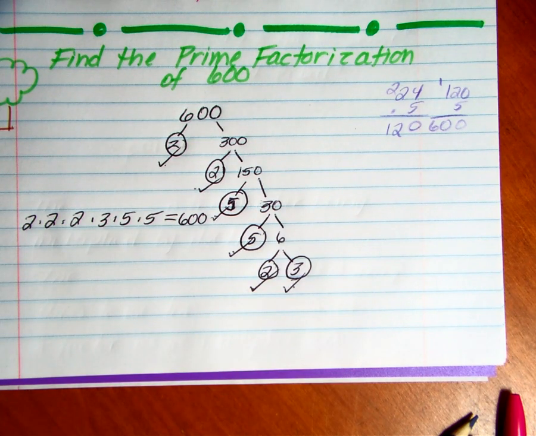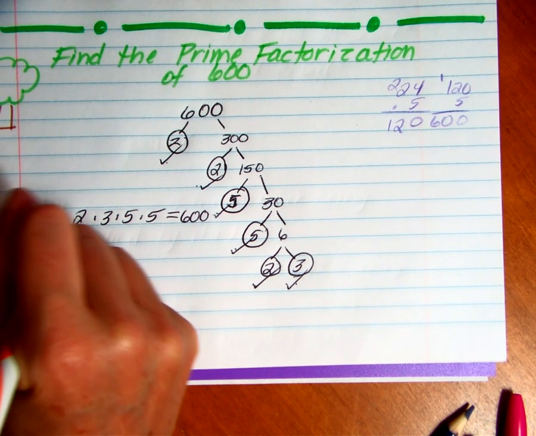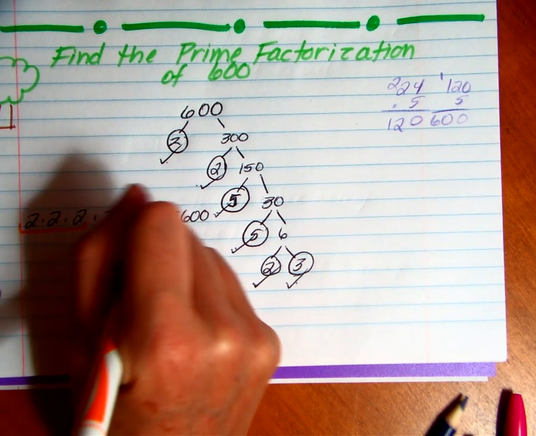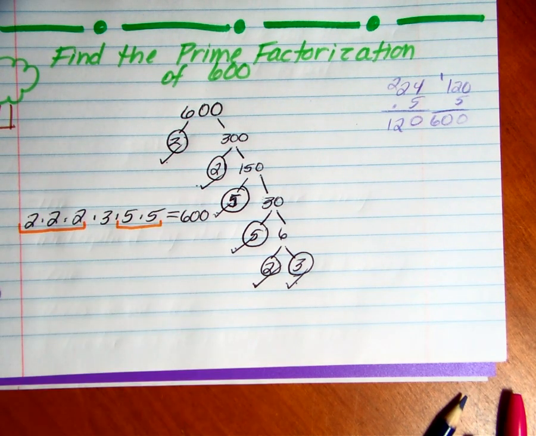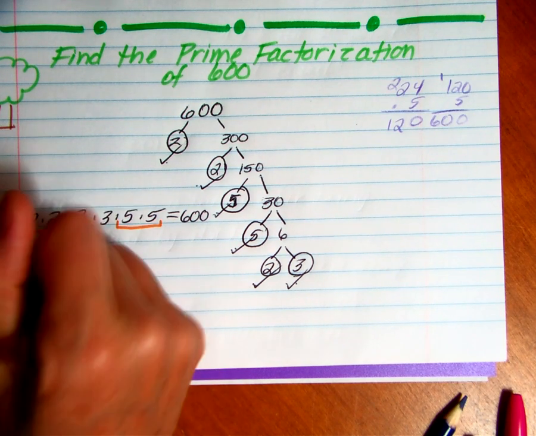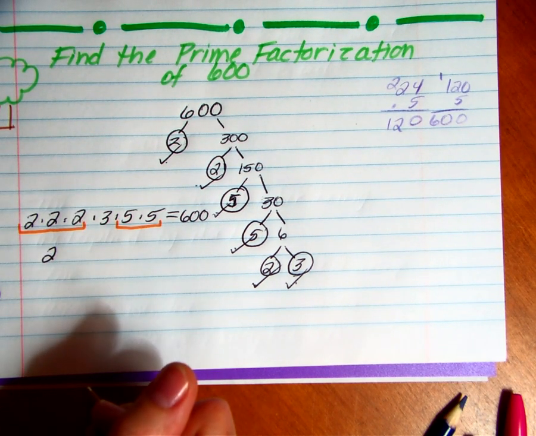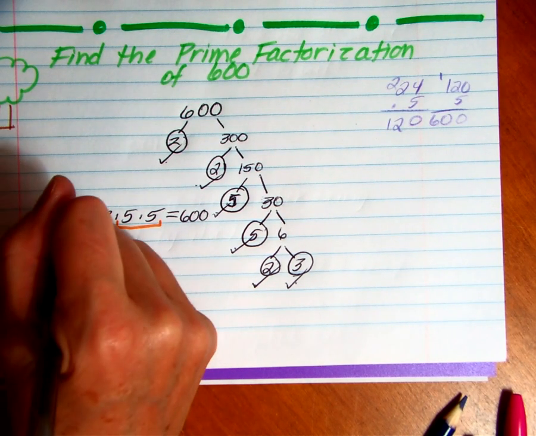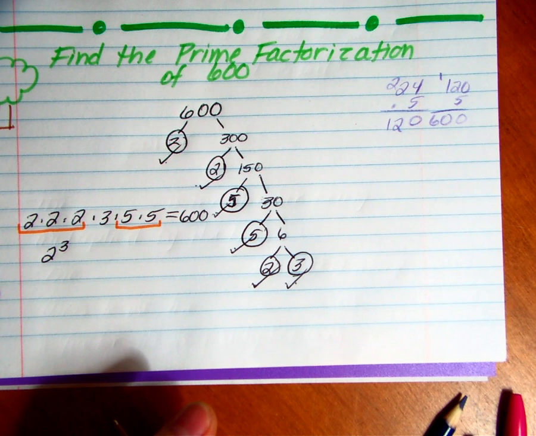But there's one other special step you need to know, and this is why you had to learn exponents. I want you to find things that would be able to be written in exponential form. This is repeated multiplication. And this is repeated multiplication. That means I can write those in exponential form. The base would be 2. How many 2's do we have? 3 of them. So it would be 2 to the 3rd power.